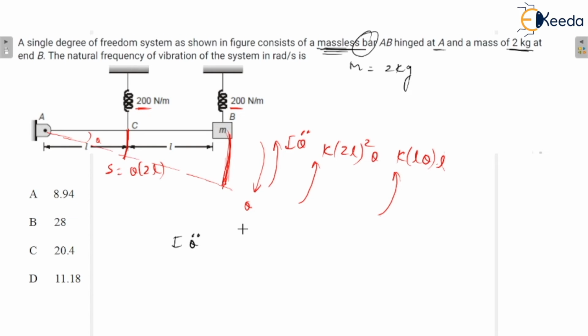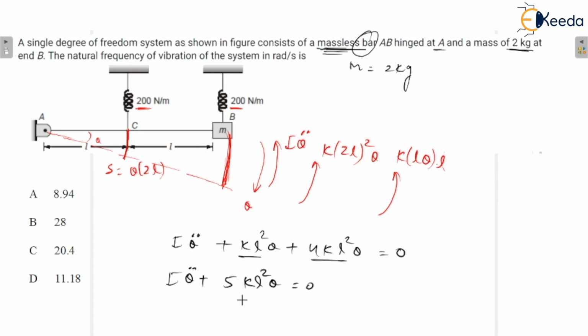So remember one thing: if the system is horizontal, you need not consider the mg torque. So here k L square theta plus 4k L square theta is equal to 0. This is k L square, this is 4k L square, that becomes I theta double dot plus 5k L square theta is equal to 0. Now for these equations you just have to find the natural frequency. Just rearrange these equations. You will get theta double dot plus 5k L square upon I theta is equal to 0.